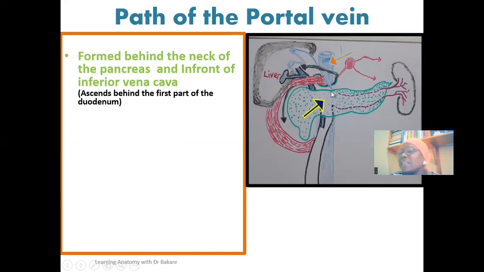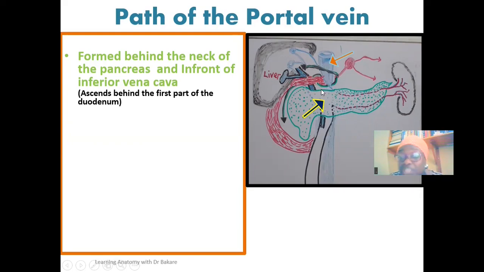So this is what we have at the back. This is the inferior vena cava. So you see the inferior vena cava descending down, and as it descends, you see it being placed behind the region where the splenic and the superior mesenteric vein unite to form the portal vein. So anteriorly we have the neck of the pancreas, and posteriorly we have the inferior vena cava.